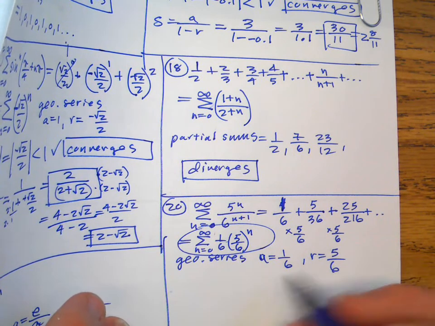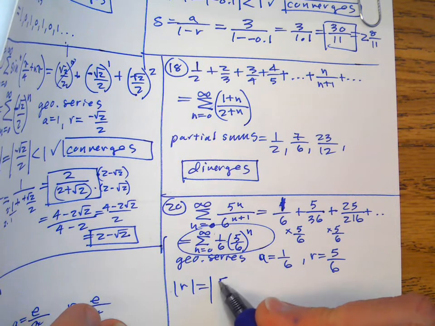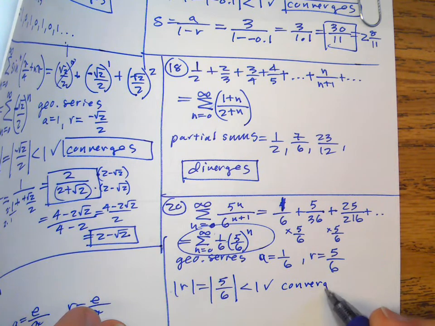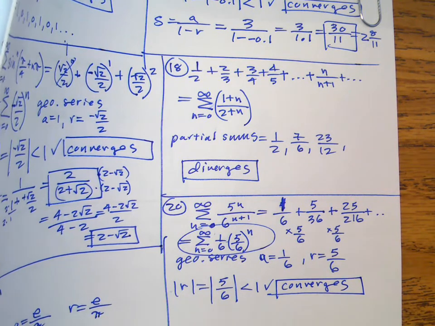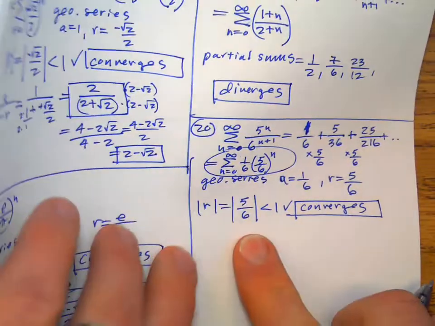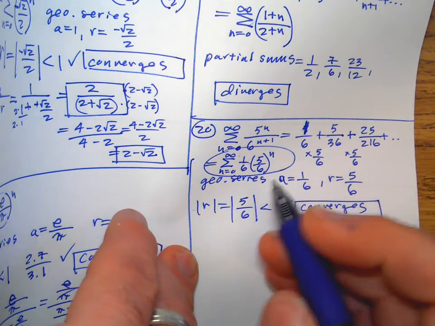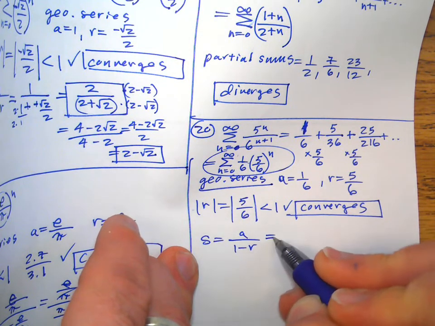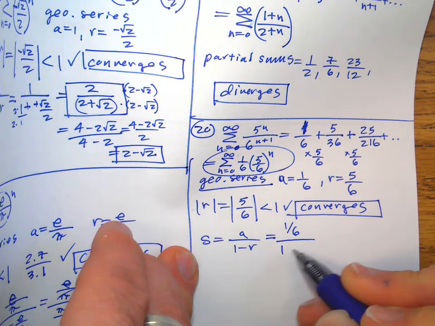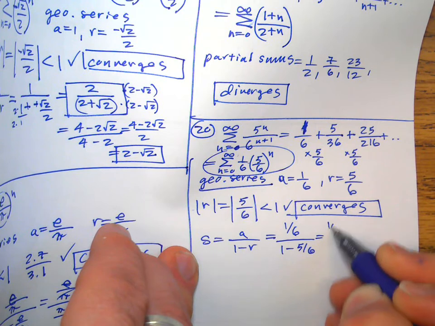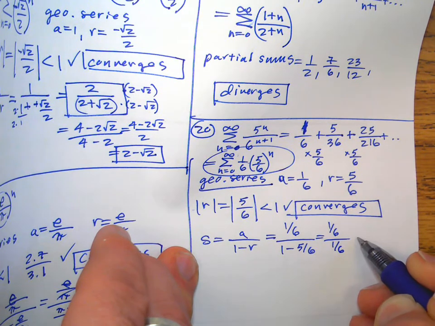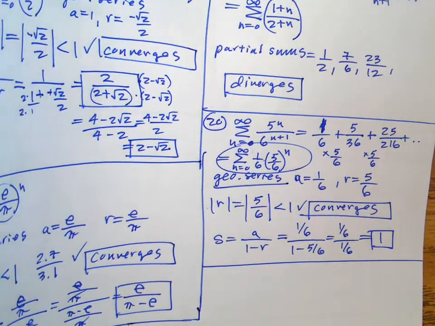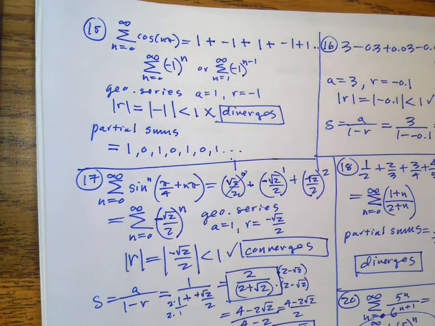So is the absolute value of r less than 1? Show this, write this in your work, okay? Because I'm going to require that. You can just guess if it converges or diverges, 50-50 shot. I want to see why you think it converges. This is the why for geometric series only. The sum is a over 1 minus r. a is 1/6, r is 5/6. And this one converges to 1. Kind of nice. All right, that's it. Have this done before tomorrow's lesson.